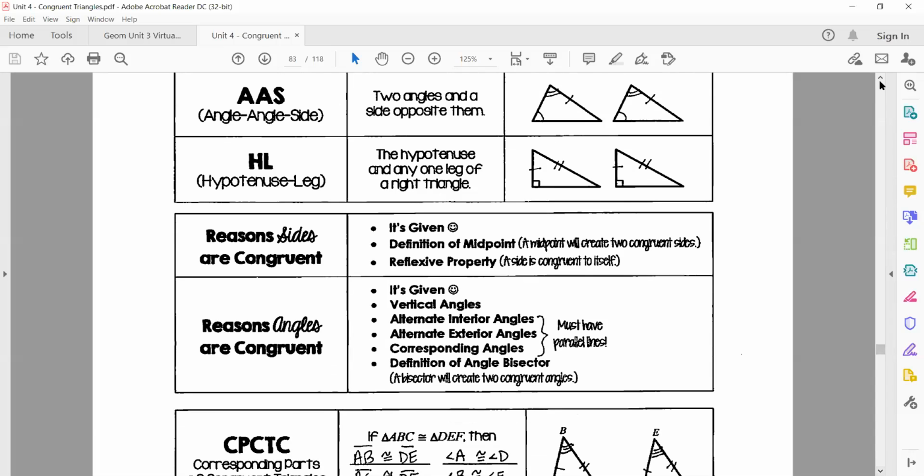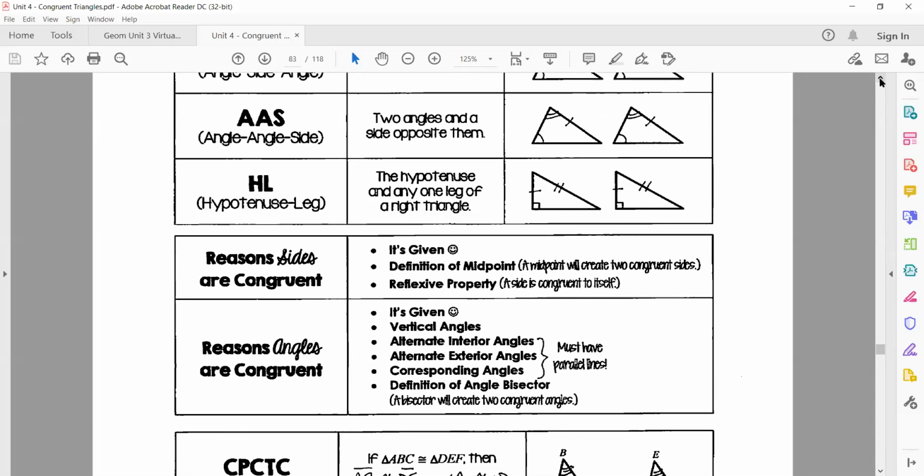So, reasons that angles are congruent. Again, it starts off with a given. Angle A is congruent to angle E. Great, perfect, love that. Vertical angles. How many times have we seen vertical angles here in the last week and a half? That was one of the first definitions that we looked at from the first day. You have to be able to recognize a vertical angle by this point.